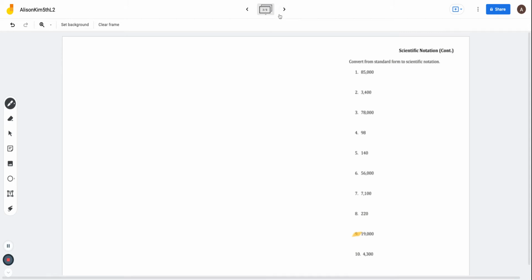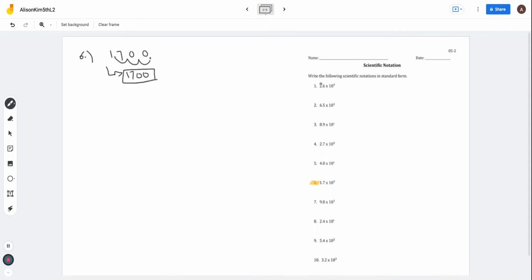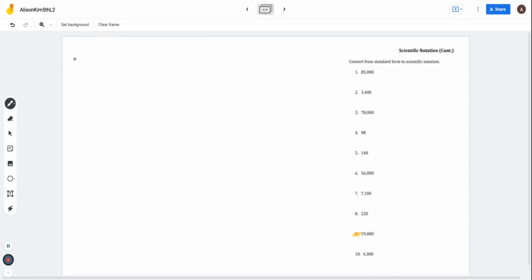As for the second worksheet, it says scientific notation continued, but it gives you the expanded form of the numbers. So it wants us to compress it back into forms like this. So we're going to want to put it in like the decimal times 10 to a number. In the case of number 9, we're going to have 19,000.